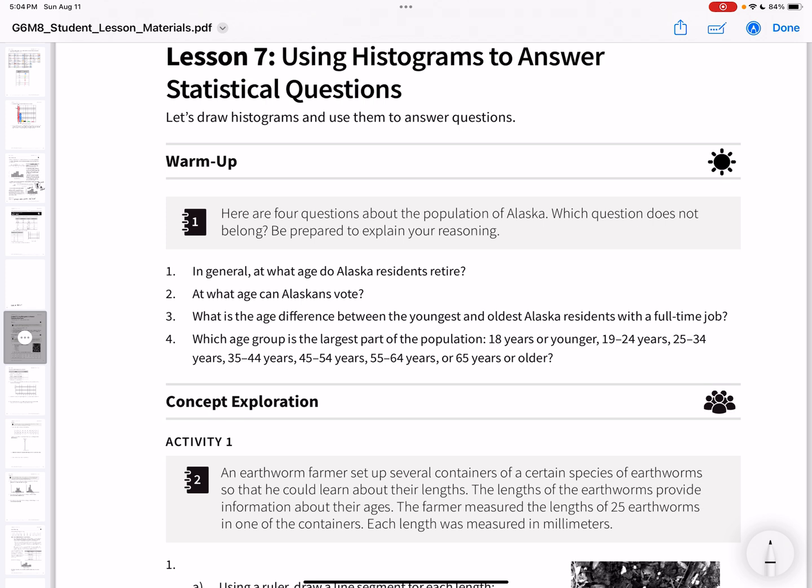So here we go. Number 1. In general, at what age do Alaska residents retire? 2. At what age can Alaskans vote? 3. What is the age difference between the youngest and oldest Alaska resident with a full-time job? 4. Which age group is the largest part of the population? 18 years or younger, 19 to 24 years, 25 to 34 years, 35 to 44 years, 45 to 54 years, 55 to 64 years, or 65 years or older.